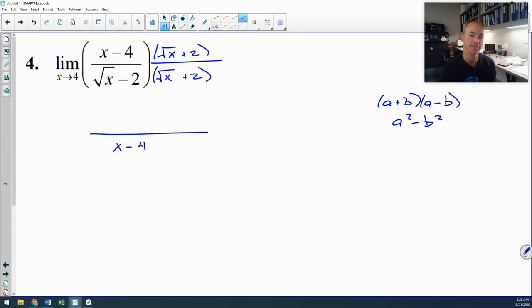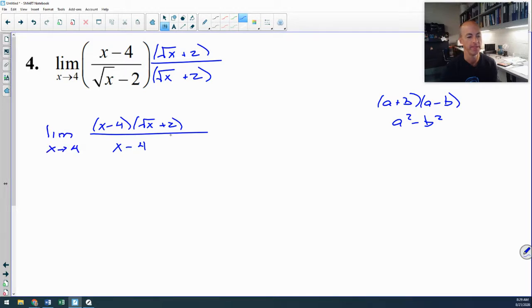Do not expand the non-conjugate pairs, because I want to leave this x minus 4 in the numerator intact because I want to cancel it. If you expand these on top, you're going to get rid of the easily cancelable term. So leave the numerator as is. We only expand the conjugate pairs, which in this case are in the denominator.